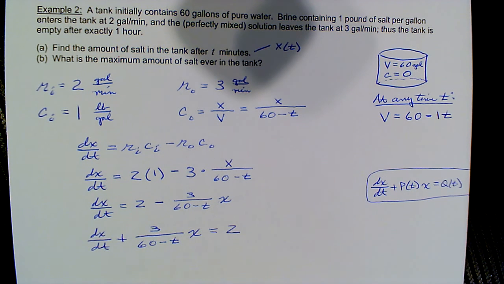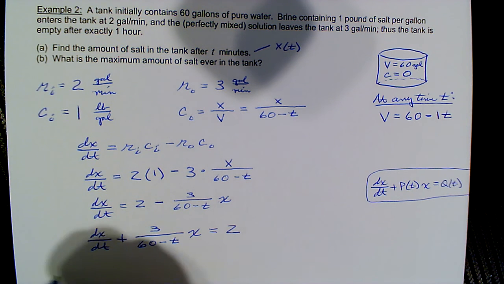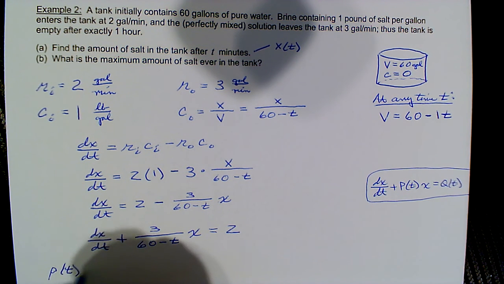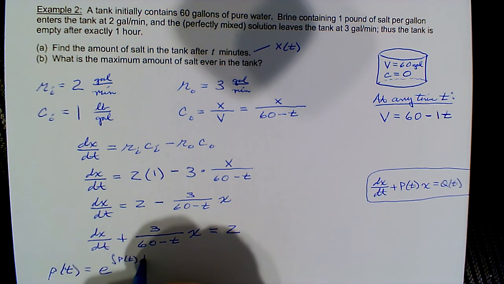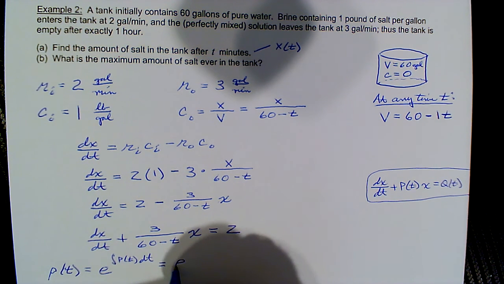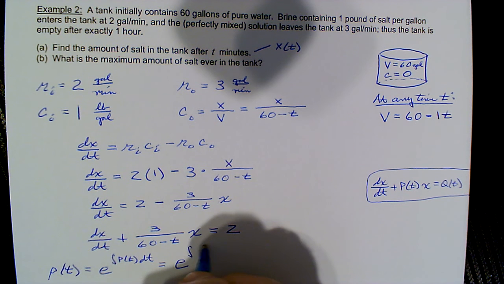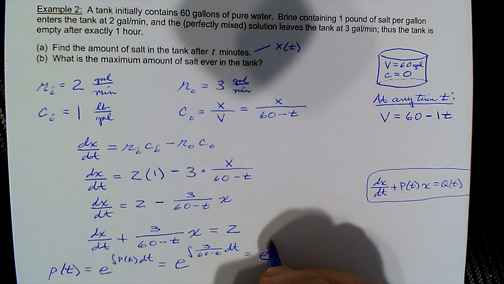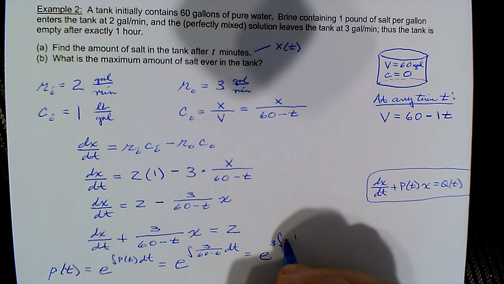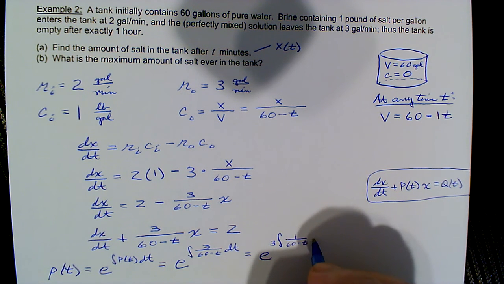And now we need the integrating factor. So rho, again this is rho of t if you like, it's going to be e to the integral of p of t with respect to t. Okay, so that'll be e to the integral of the 3 over 60 minus t with respect to t. So if you want, you could factor out the 3. So e to the 3 integral 1 over 60 minus t with respect to t.